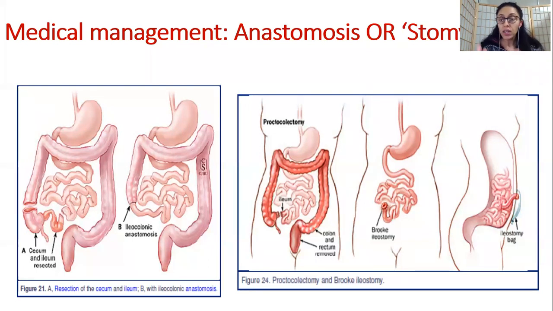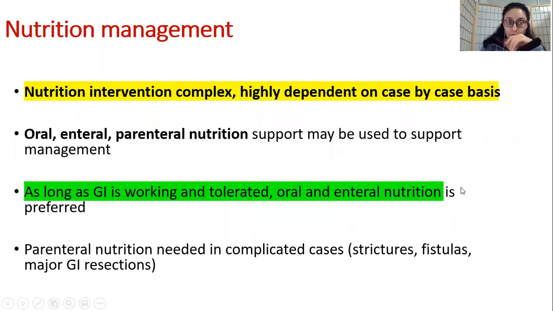Otherwise, if it's a small part, they may remove the part which is inflamed and in a bad condition, and rejoin the remaining small intestine to the large intestine. But for some reason, if that is not possible, then you may have these bags. So yes, guys, it all depends upon how bad the condition is, and this is something which only a doctor would make a decision about. As you can see, you have a hole over here, and then you have a bag over here like this. So this is basically the medical management side of things.